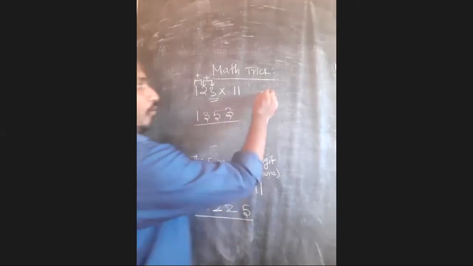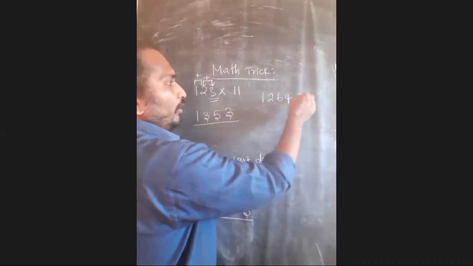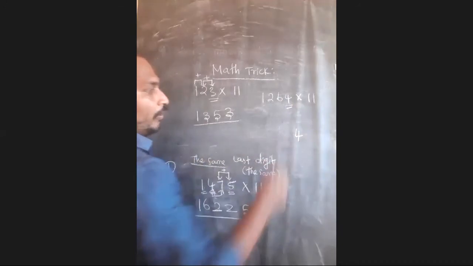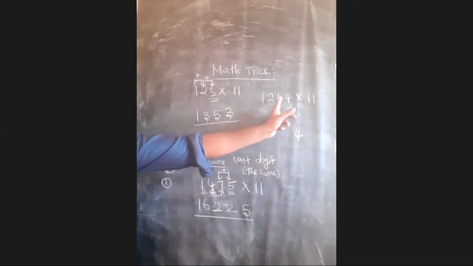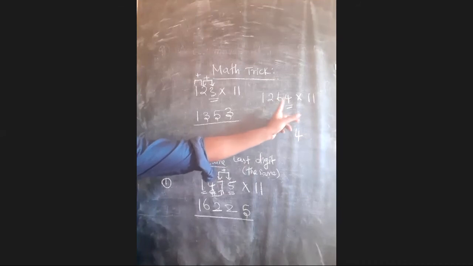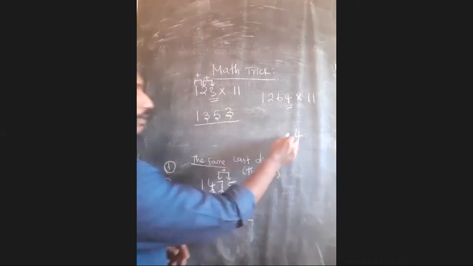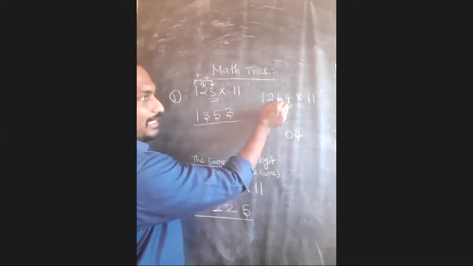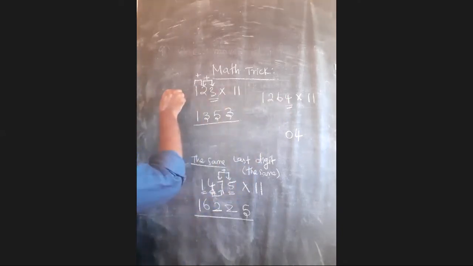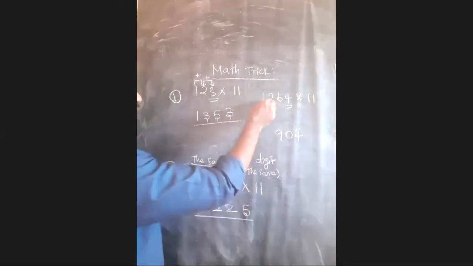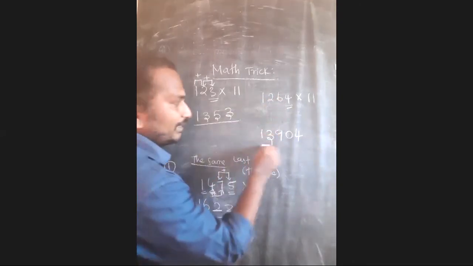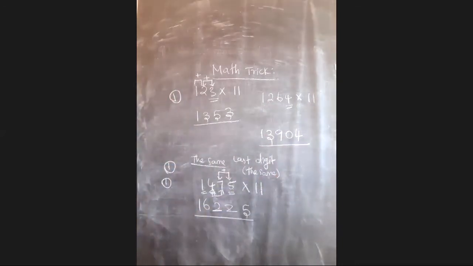Next, 1264 into 11. Write the last number as it is, 4. Then add the last number with the previous one. 4 plus 6 is 10. We have got a 2-digit number. Put 0. Keep 1 outside. Again 6 plus 2 is 8. Already a carry over 1 is there, then 9. 2 plus 1 is 3. Write the first number as it is: 13904. This is the answer for the question.